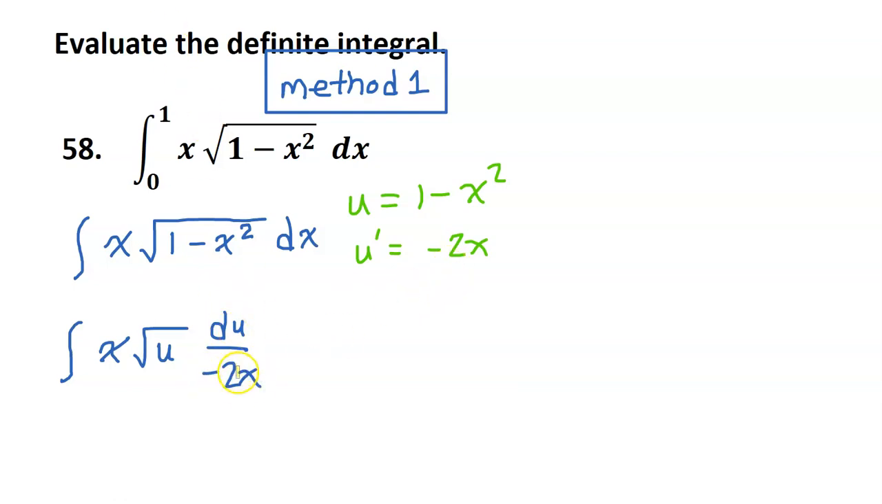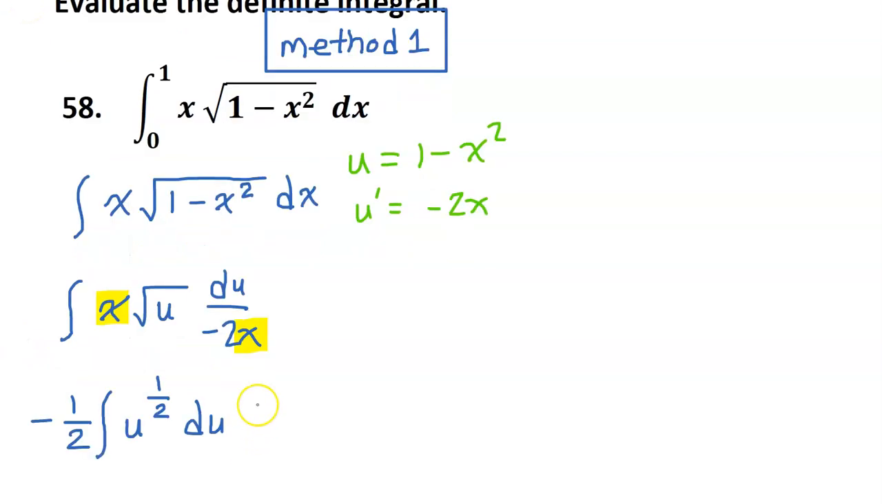Then we notice that the x in the denominator cancels out the x that is already there. On the next step, we will take the negative 2 from the denominator and put it out in the front. Specifically, the negative 2 from the denominator becomes a negative 1/2 in the front. And let's write u to the 1/2 power instead of the square root of u.